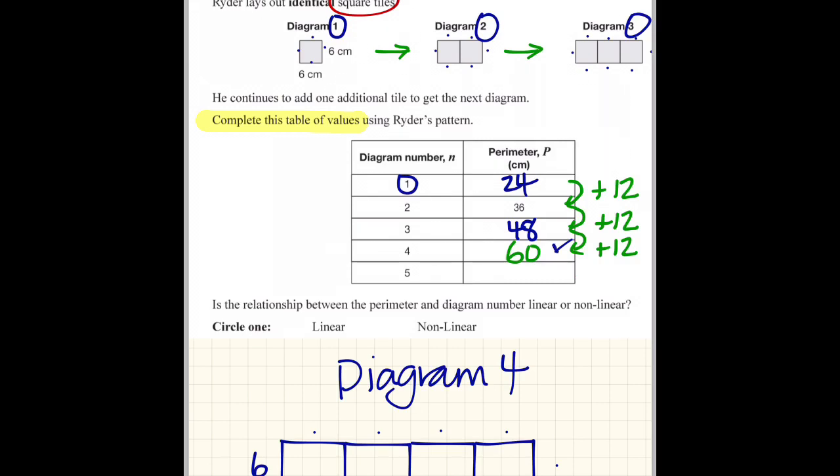So we trust our pattern now, so we can say we know that we're going to add 12 more when we get to step 5, and that's 72. Now the question is asking us, is the relationship linear or non-linear? That relationship between perimeter and the diagram number. We notice that we are increasing that perimeter by 12 each time, which tells us that this rate of change from one to the next is constant. It stays the same. And we know that's the definition of a linear relationship.